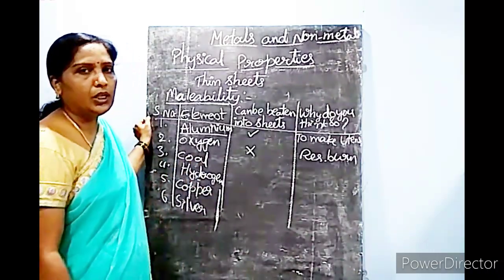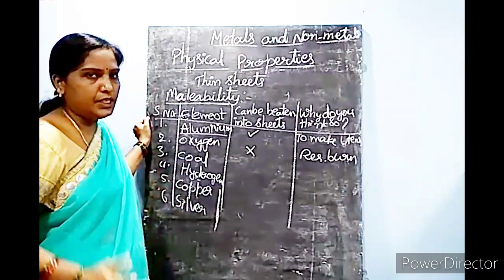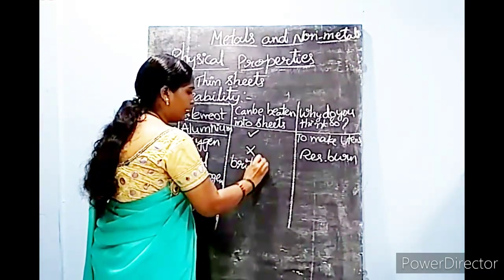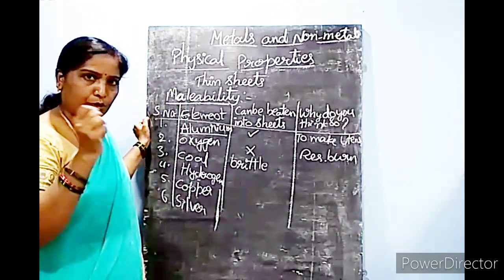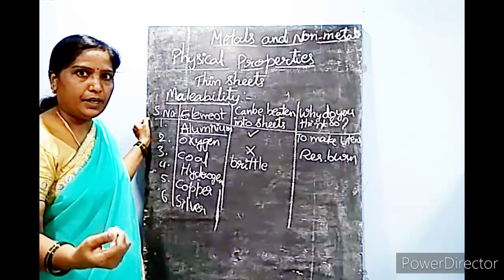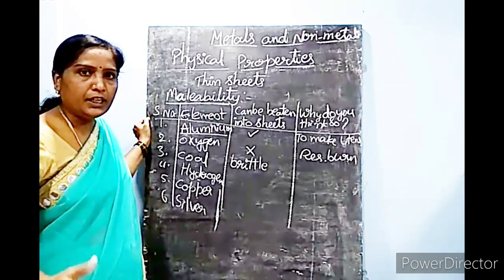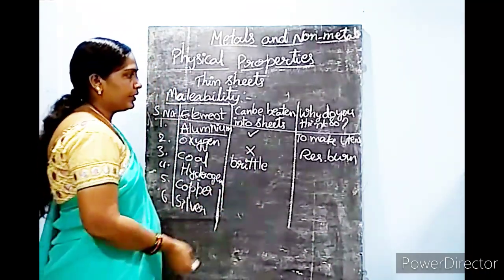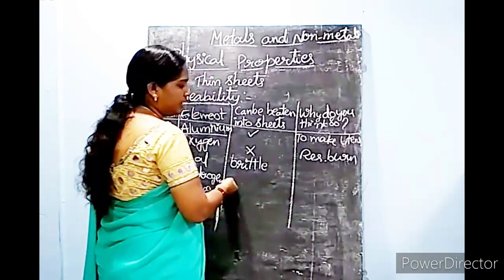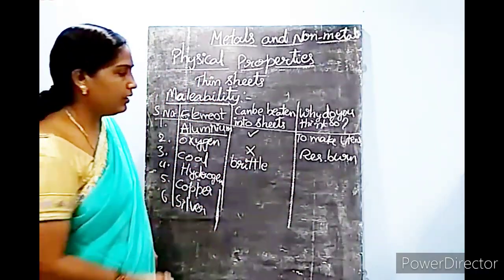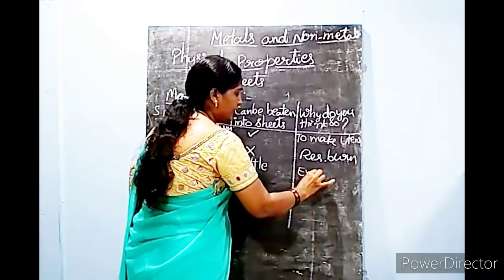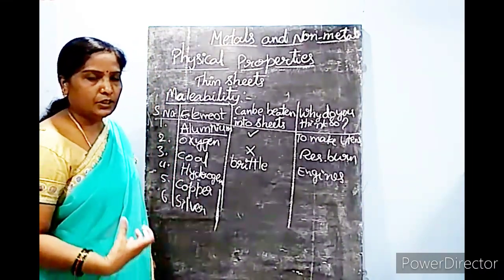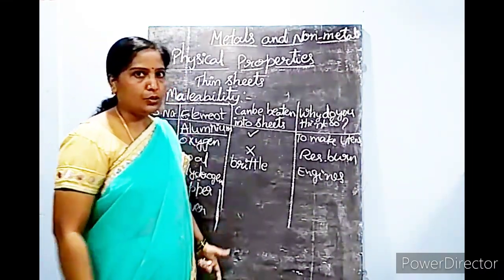And next, coal. Can coal be beaten into sheets? No. It is brittle in nature. When you hammer it, when you beat it on any hard surface, it can break into small pieces. So it cannot spread like a sheet, so it's not showing the property of malleability. What are we using it for? The uses of coal you know very well: for running engines, steam engines, for ironing clothes, to run goods trains, and so on.